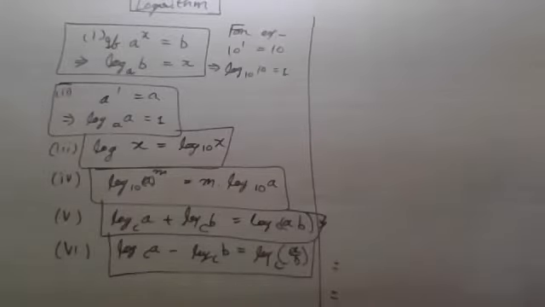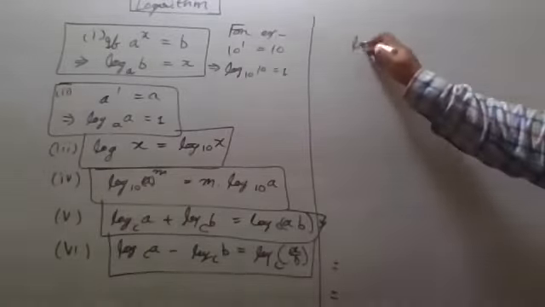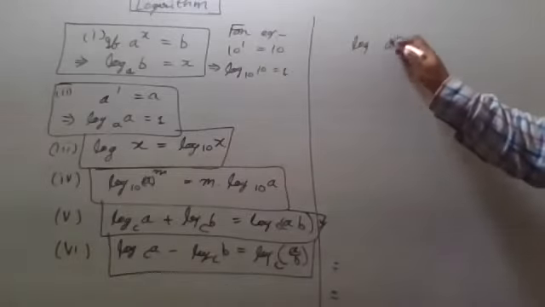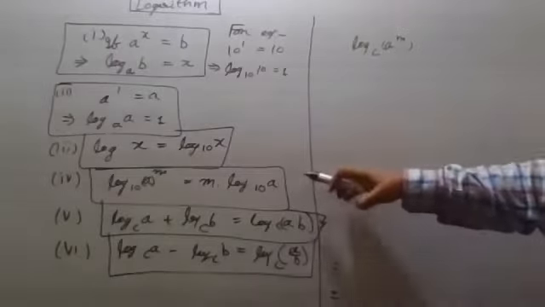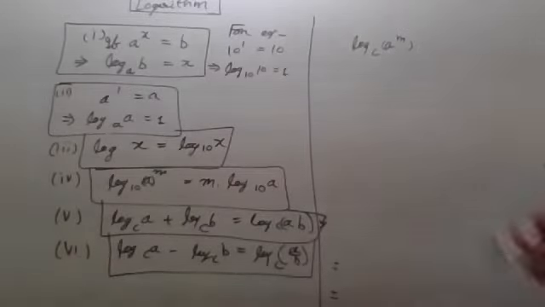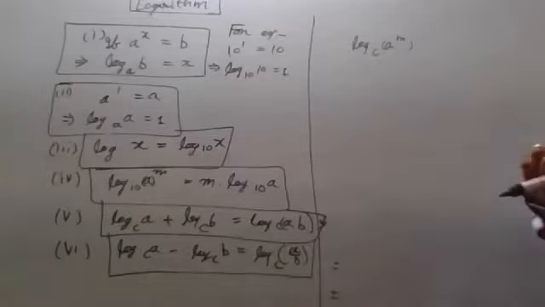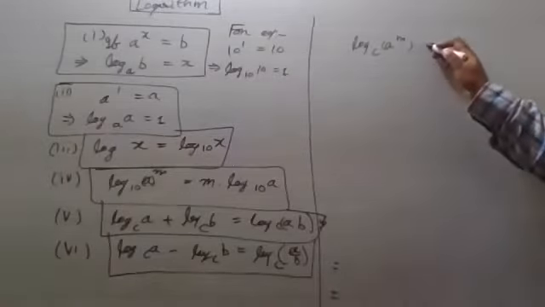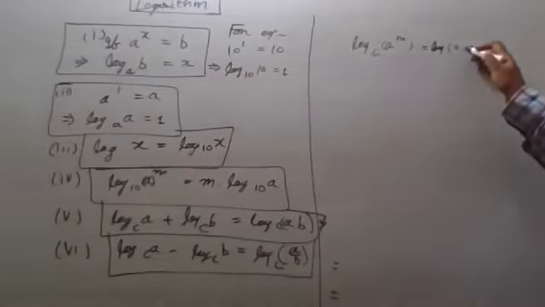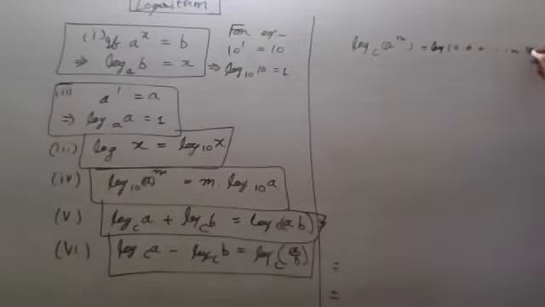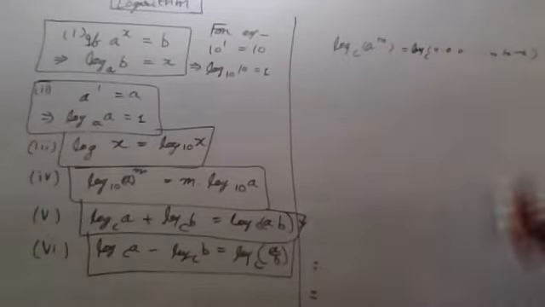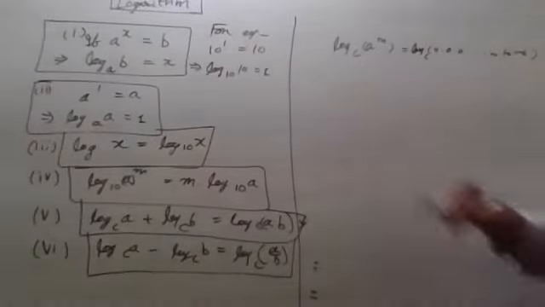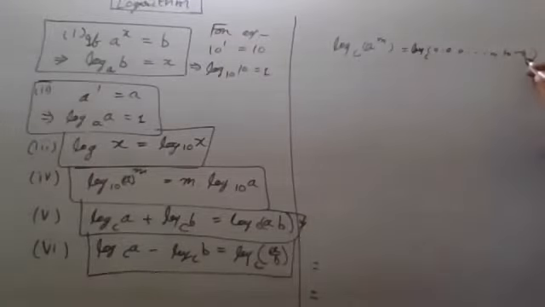Similarly, for the fourth, it is log a to the power m to the base c. Actually, this must be written in fourth place, this is fifth, and this should be sixth. So now we can use this property to prove it. Log a to the power m equals, we can write log a into a and so on up to m times, to the base c. Is that clear to you? A to the power m is a into a till m times.